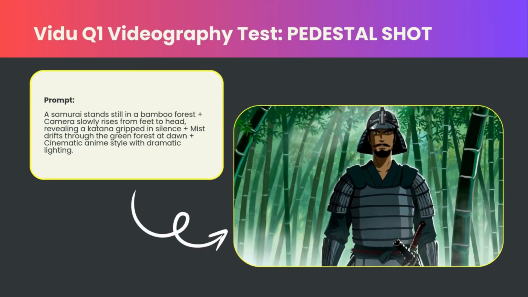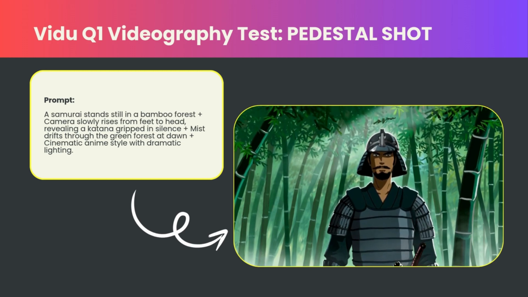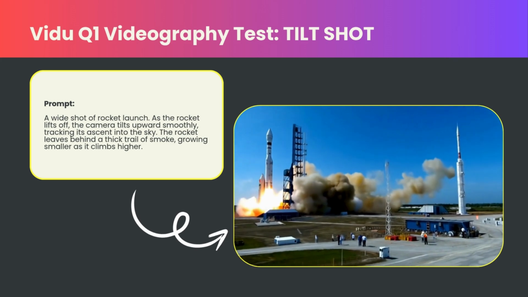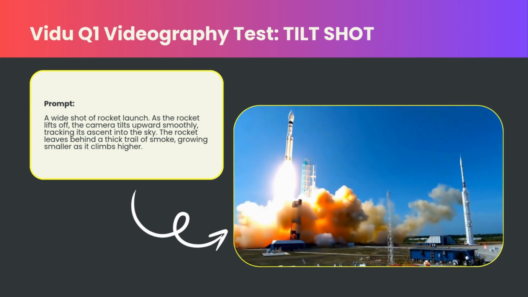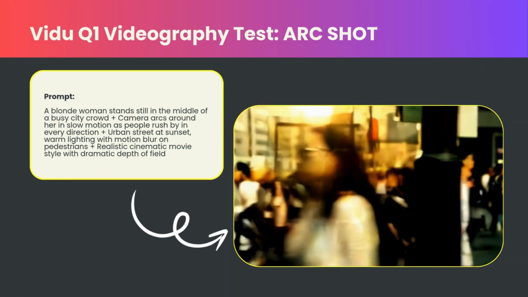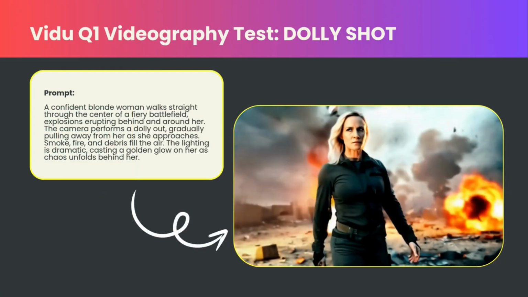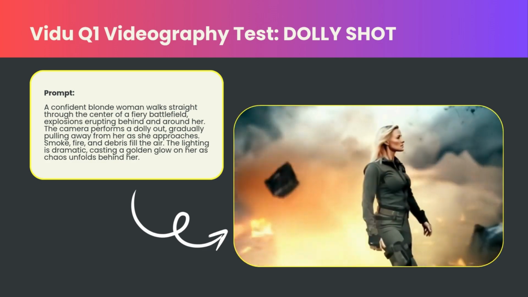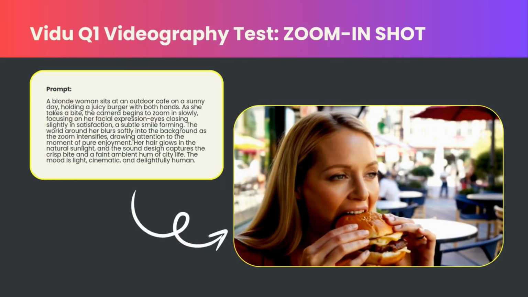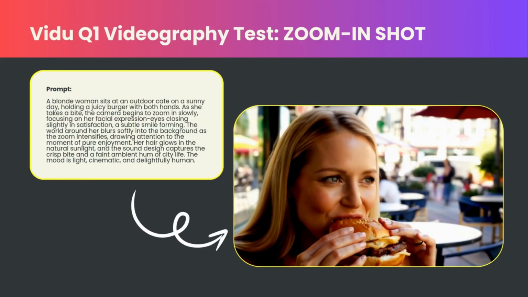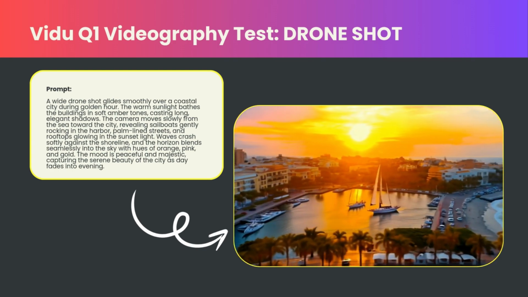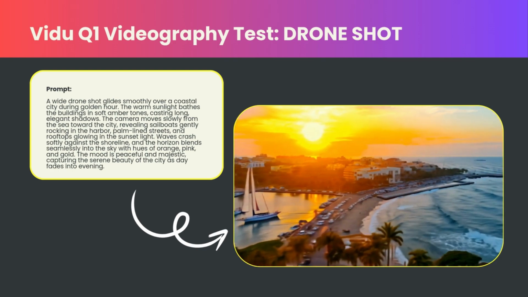Pedestal shot. A pedestal shot is when the camera moves vertically up or down without tilting. Tilt shot. A tilt shot is when the camera tilts vertically, either up or down. Arc shot. An arc shot is when the camera moves in a circular path around the subject. Dolly shot. A dolly shot is when the camera moves forward or backward smoothly. Zoom in shot. A zoom in shot is when the camera zooms towards the subject. Drone shot. A drone shot is when the camera moves like a drone, usually aerial, wide, cinematic.